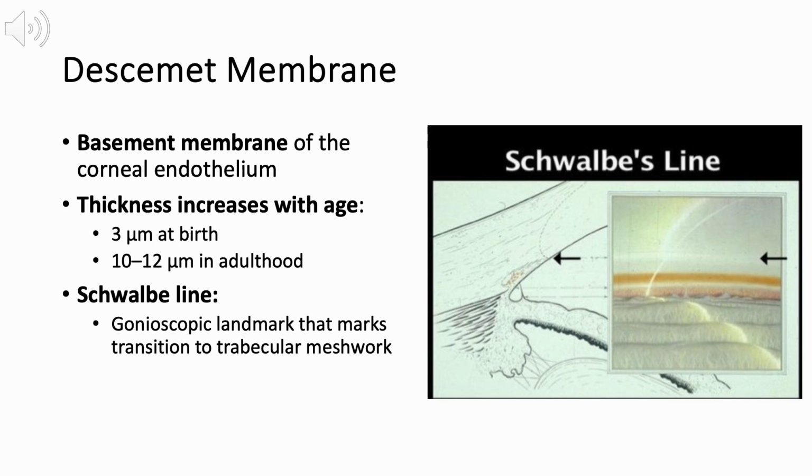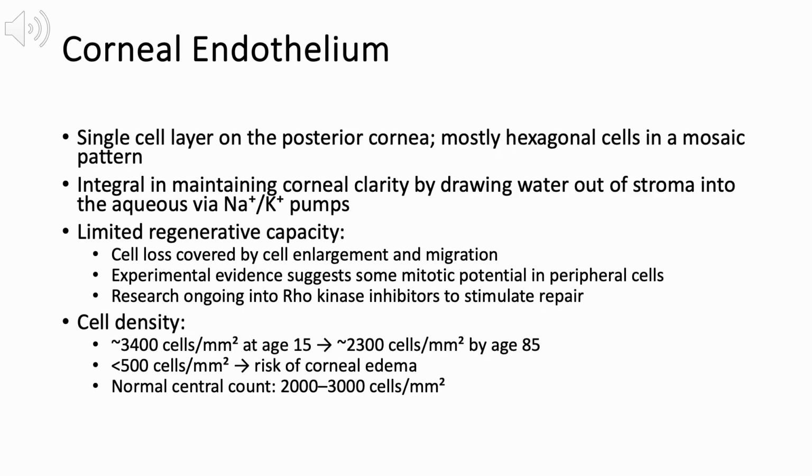At birth, it measures approximately 3 microns, and by adulthood, it reaches a thickness of 10 to 12 microns. An important anatomical feature associated with this region is Schwalbe's line, which serves as a gonioscopic landmark. It marks the transition between the endothelium and the trabecular meshwork, helping to delineate anterior chamber angle structures during clinical examination. The corneal endothelium is a single layer of hexagonal cells lining the posterior cornea, forming a mosaic pattern.